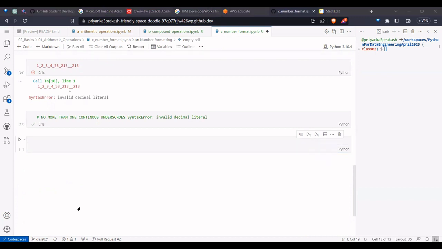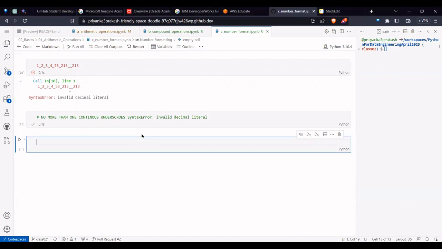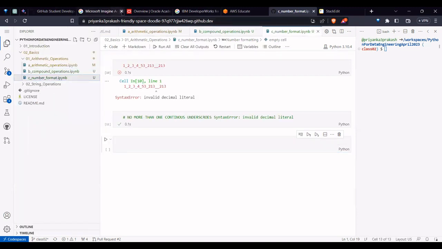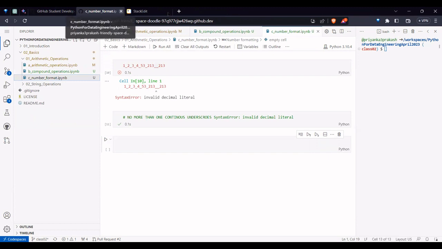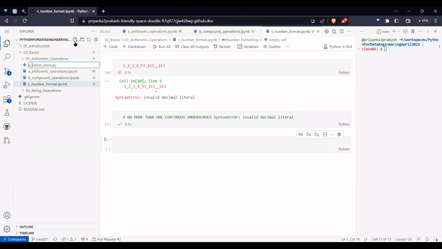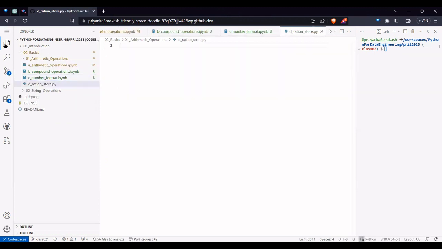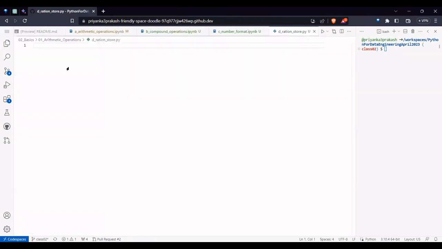Now we learned enough new things. Now let's see the practicality of it. Practicality means how to use it in the real world. We cannot rely on theory every time, right? If I go to real-world purposes, then we can understand that. Okay, let me create one more file. A ration store. I want to create a small ration store application.